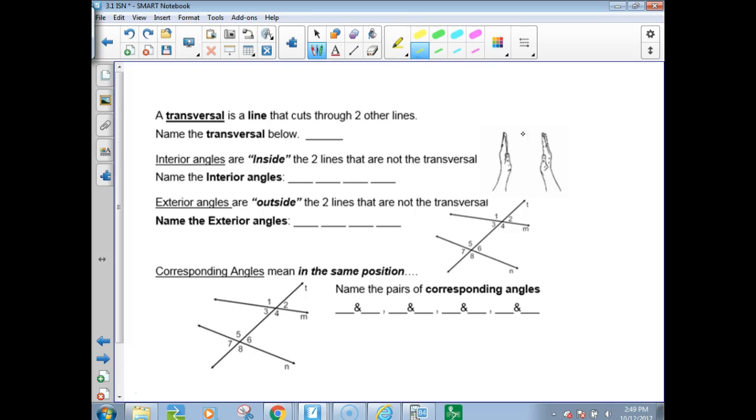All right, the hands are representing parallel lines. This would be the interior. This is page 2 in your ISN that we didn't do yet.